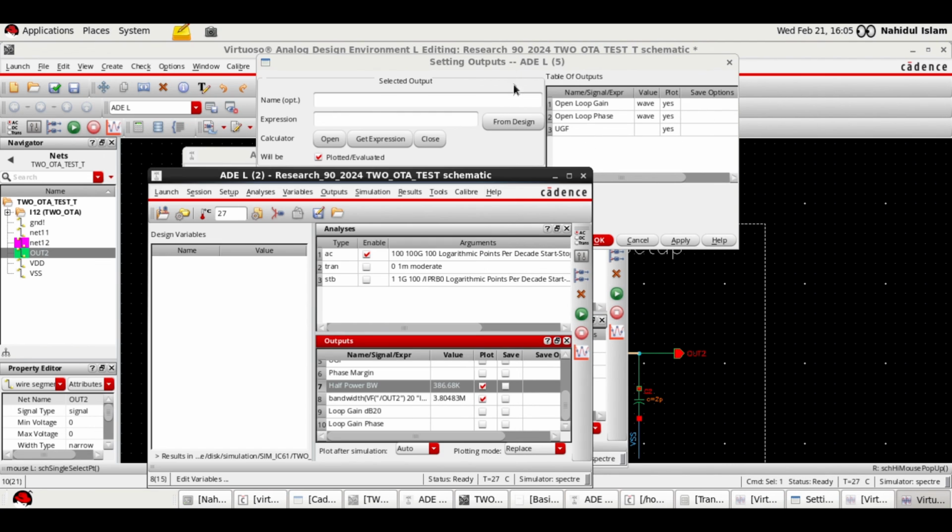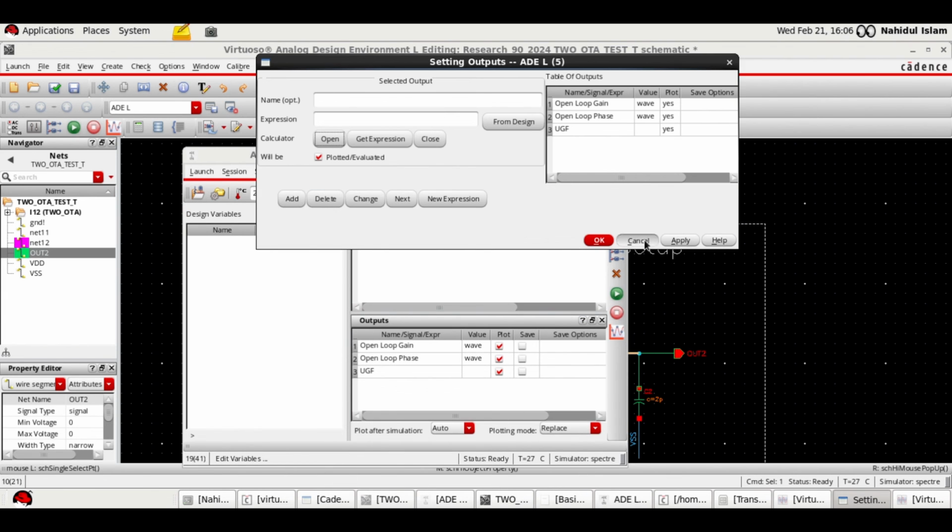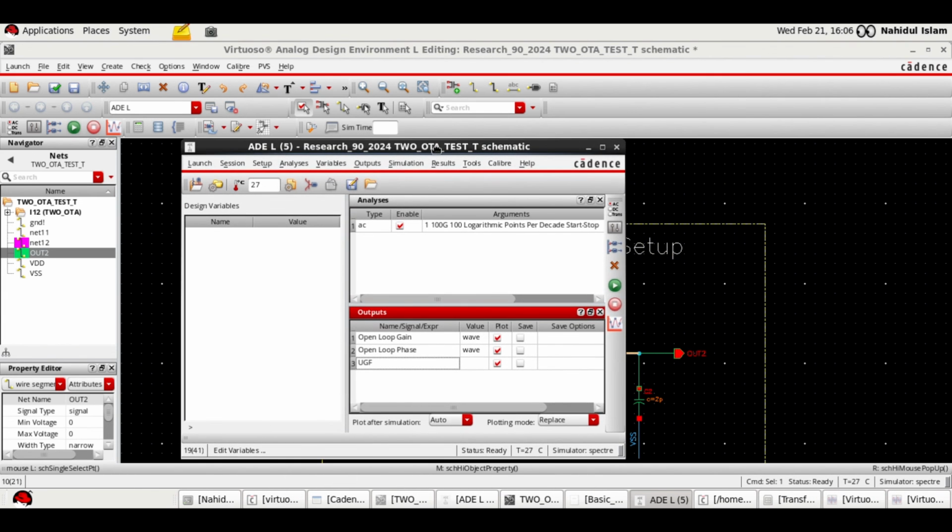You can see here the closed loop gain, closed loop phase, unity gain frequency, transition frequency, and half power bandwidth. Also another term is called the phase margin. I will show you that in the stability analysis tutorial. So thanks for watching this tutorial.